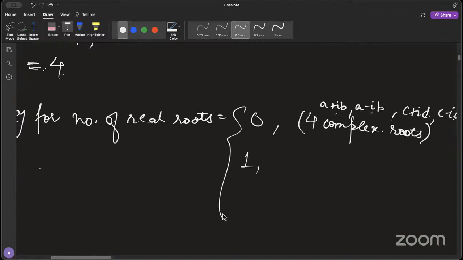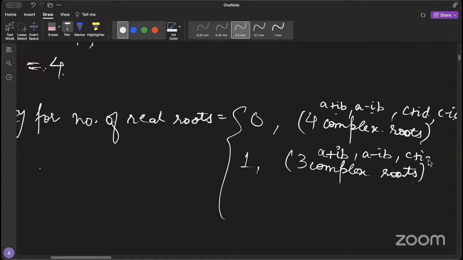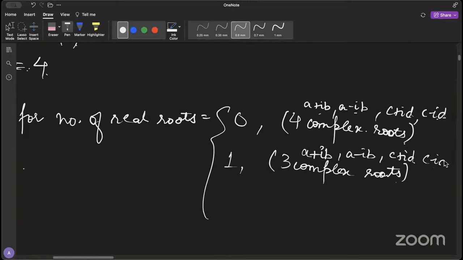Can I have one real root? If I have one real root, then I'll have three complex roots. Are three complex roots possible for a polynomial? No, right, because if a plus iota b is a root, then a minus iota b should be a root. These are two roots. And then if you take c plus iota d, then c minus iota d should be a root, right? But that's not possible because only three complex roots are there. If one is real, then only three complex roots can be there, right? So that means this case is not possible.